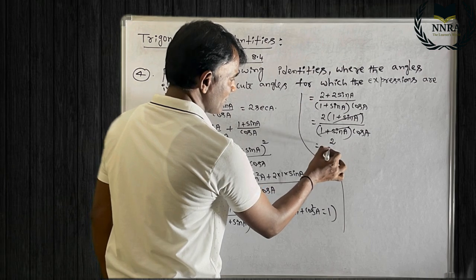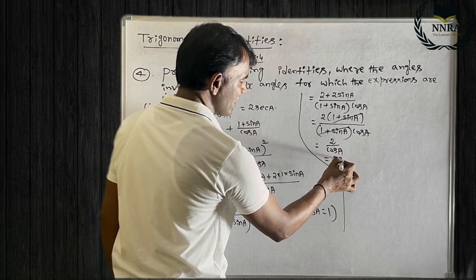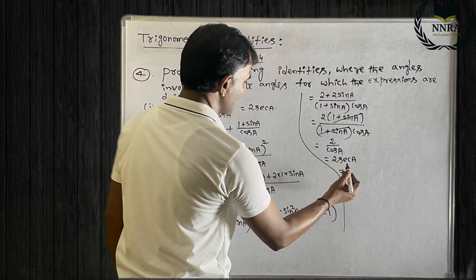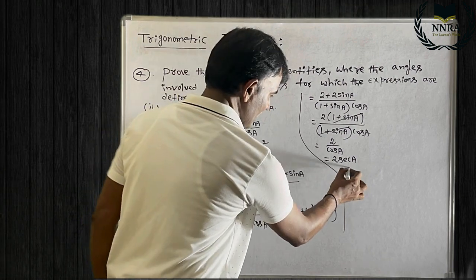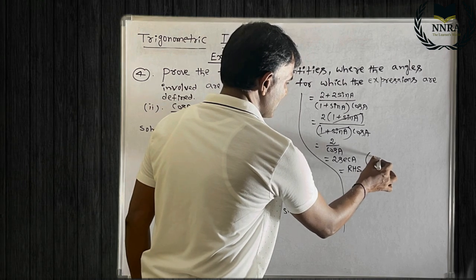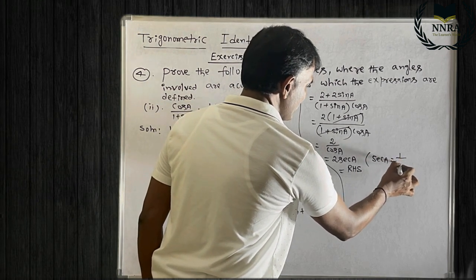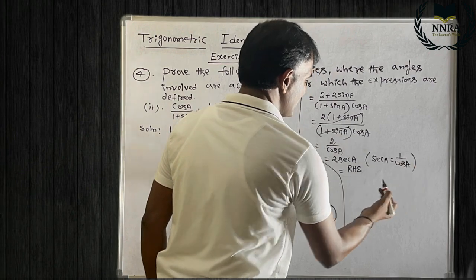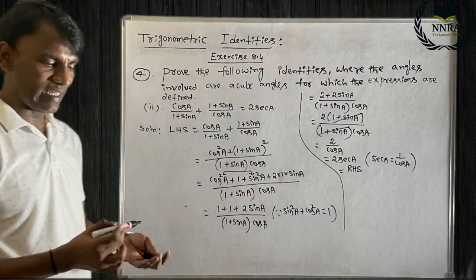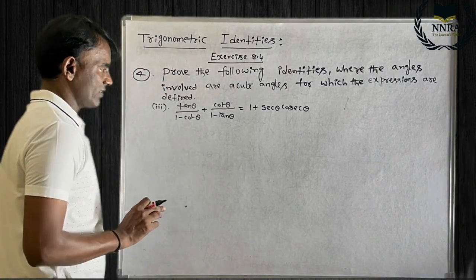Right? So what is the value of 1 by cos A? Secant A. So this is equal to the right hand side value, RHS. If you want that formula, just write here secant A equal to 1 by cos A. That is the answer. So LHS equal to RHS. Okay, now this is the third question.